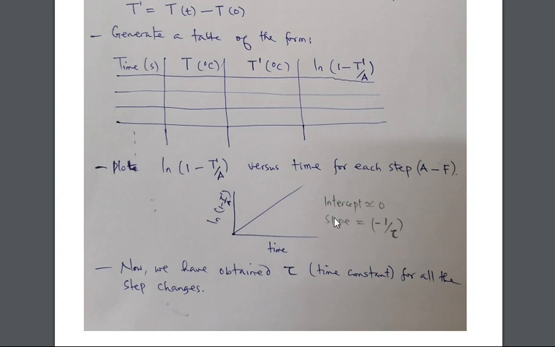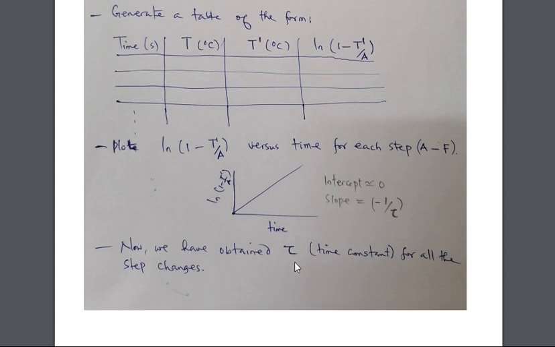If you make the plot, we expect that the intercept should be 0 or nearly 0, and also the slope will be minus 1 over tau. So for each of the step changes you are going to have tau, and then you can discuss which one has bigger or smaller tau and the reason behind that. Now we have obtained tau, which is the time constant for all the step changes, and this is the main thing we are expected to do, and then follow with some inference, deductions, and discussions.